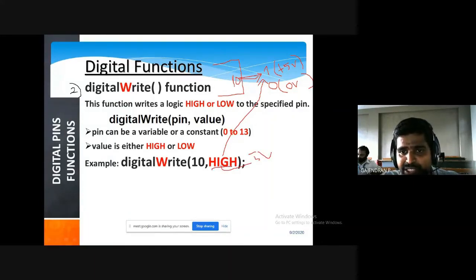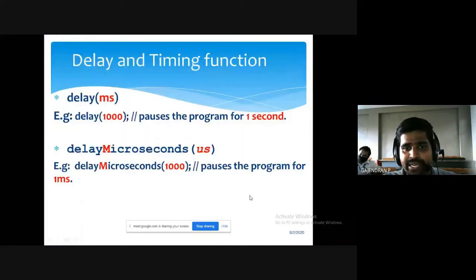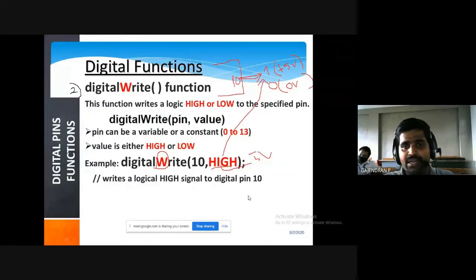If I make this into LOW, again it is case sensitive. Please make note of it. All must be in capital letter. Again, in write, the W must be in capital letter. That's all. Only 2 syntax we have seen so far.